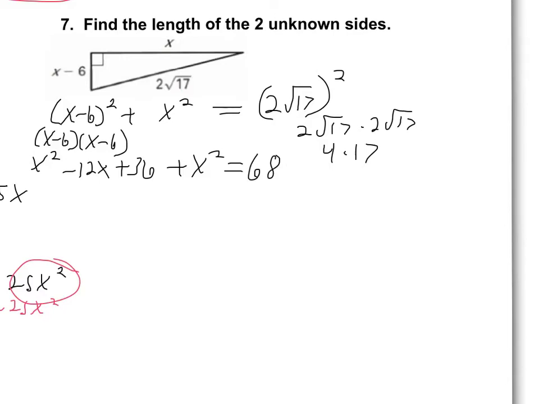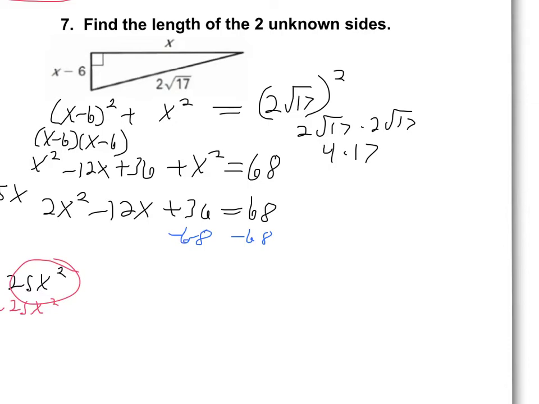Okay, let's put together some like terms. The x squared and the x squared make 2x squared. And then I have negative 12x and plus 36. And I need to move that 68 over.